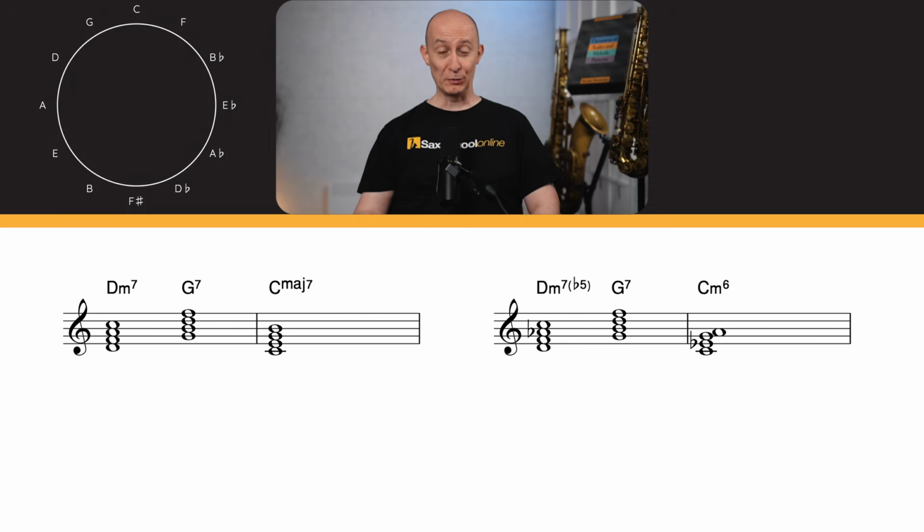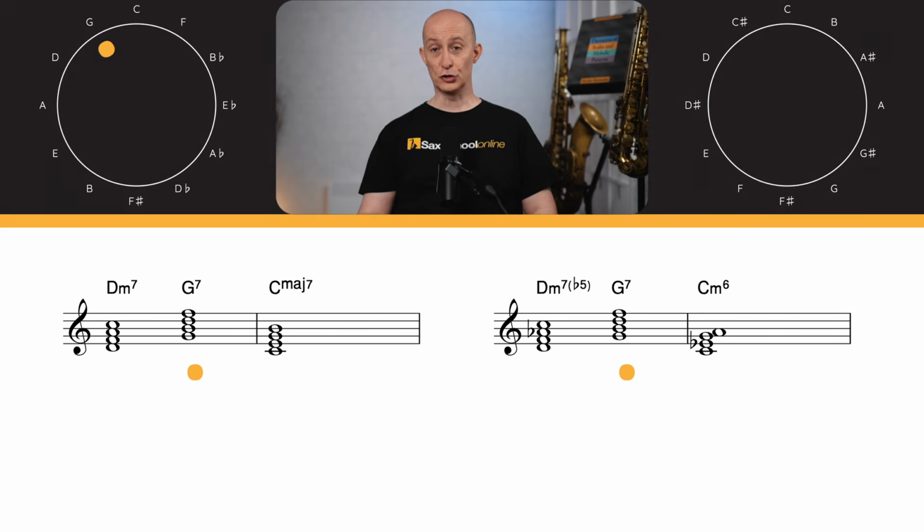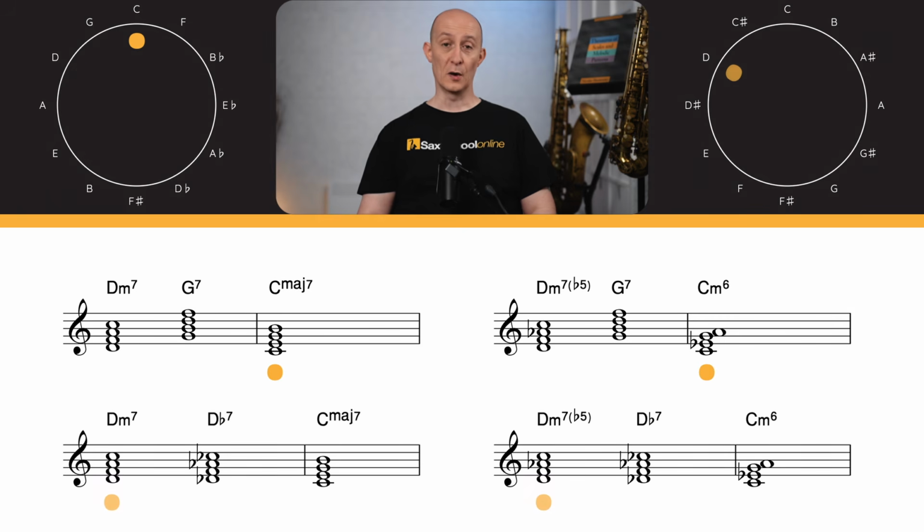Now, there's a couple of ways of getting from the D minor chord all the way to that C major chord. And we can use the cycle of fifths as we've already discussed, but there's another even more obvious route actually, and that's to move chromatically. So instead of going D, G, C, we could go D, D flat, C.